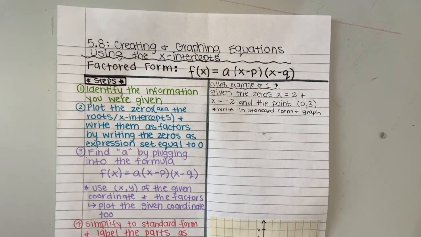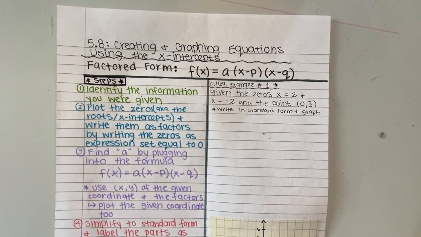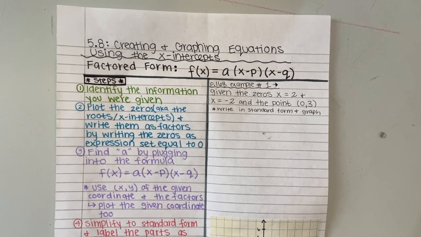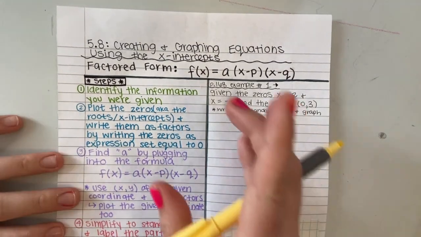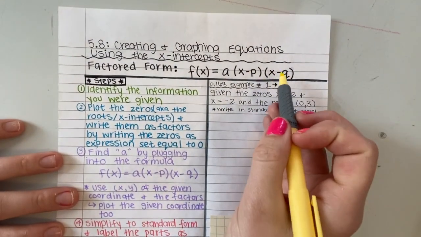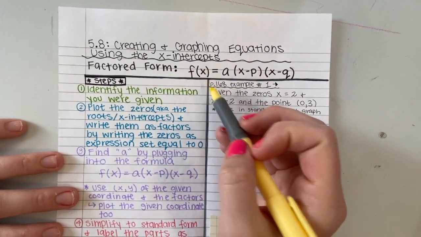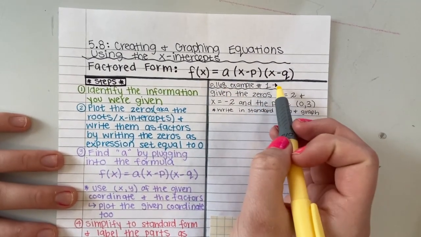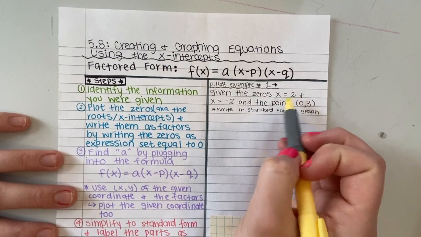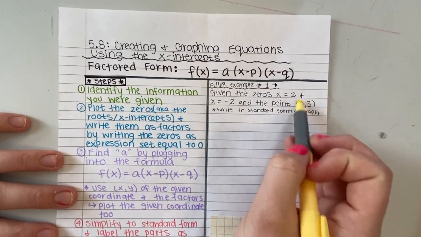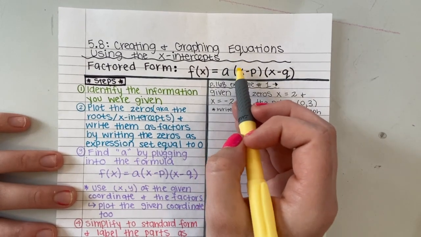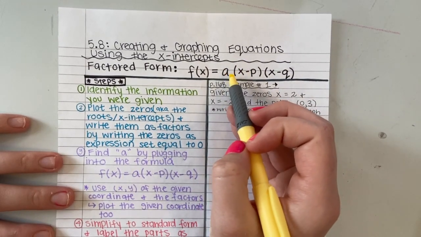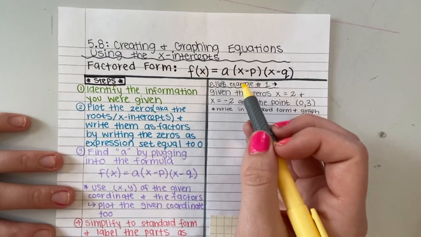In the last lesson, we talked about creating and graphing equations using standard form. We can also create and graph equations using the x-intercepts. We call this factored form, and it can look like this, or they can just give you the zeros. They can give me both my x-intercepts and a point on the graph, and I'm able to turn it into the factored form, and then from there go to standard form and create my graph.